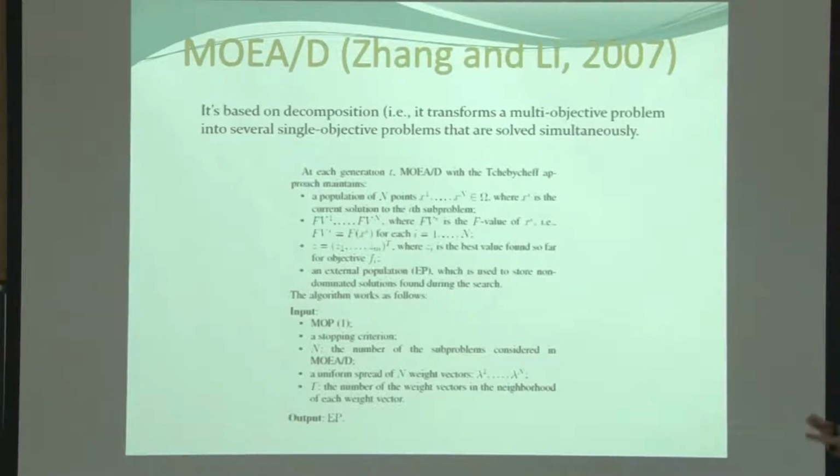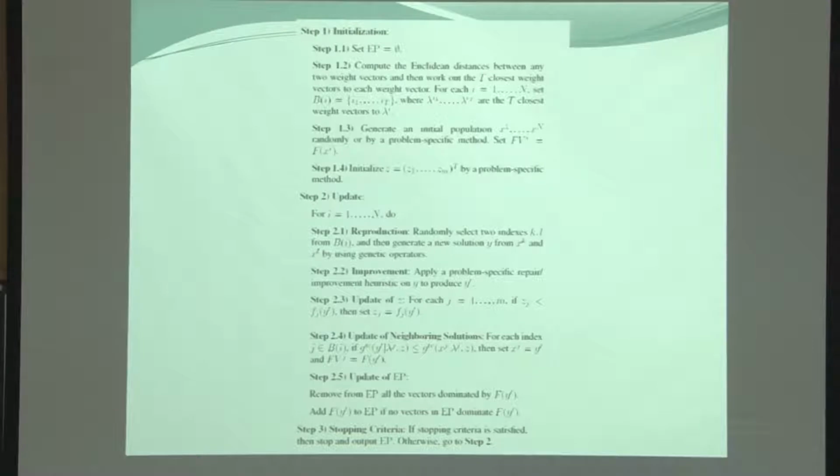and uses neighborhood exploration, so that one set of individuals that are solving the optimization problem in one direction is helping the others that are close to it. That's why the search is very efficient. This algorithm is actually very, very fast. So this is all the detail of the algorithm.